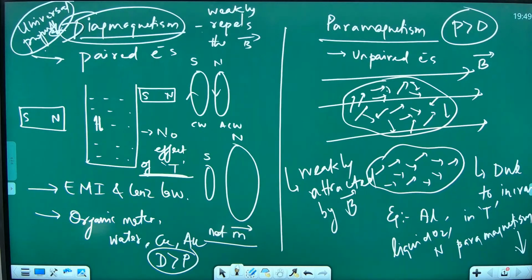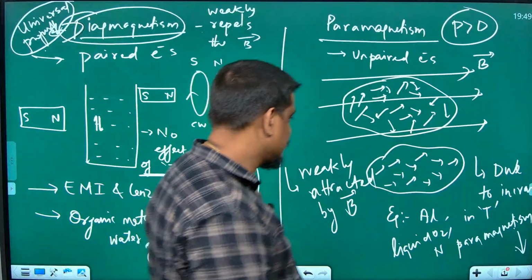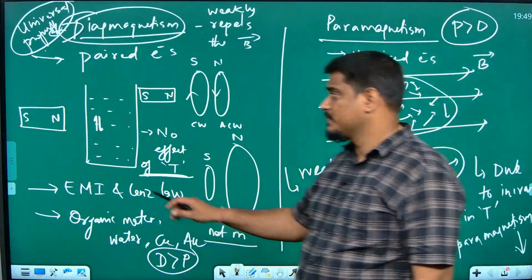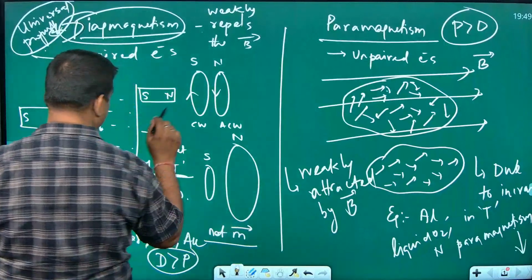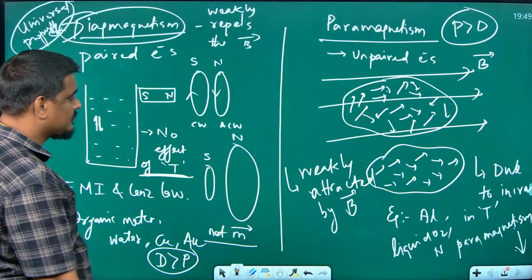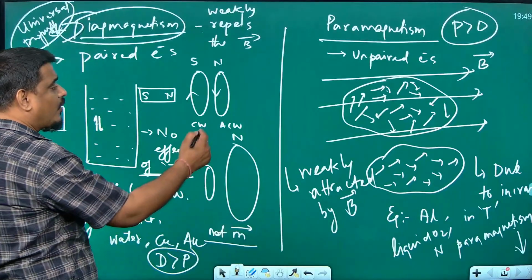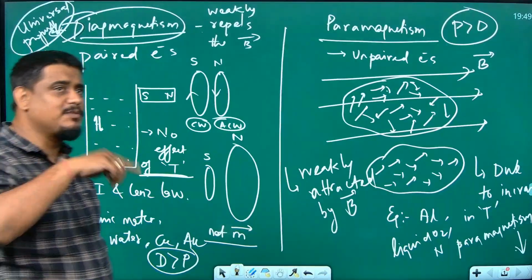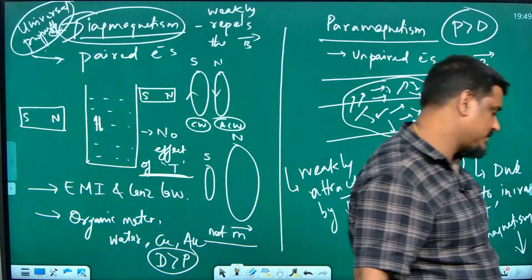Near the diamagnetism diagram you have drawn south and north, like clockwise and anti-clockwise. Below that you have written CW and ACW. What is that, sir? Clockwise and anti-clockwise. Okay, one electron is moving clockwise, one is moving anti-clockwise.